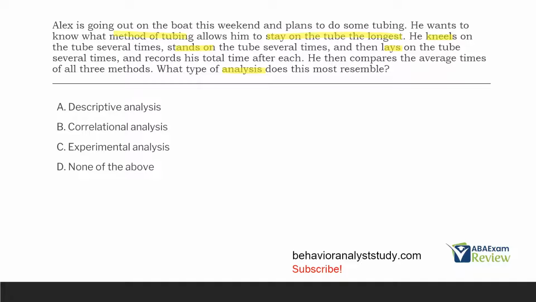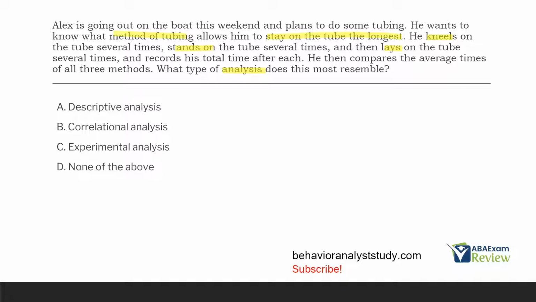With a correlational analysis, that would be more along the lines of Alex kneels on the tube, and then he says, well, I stayed on the tube pretty long that time. Maybe there's a correlation between kneeling and staying on the tube. A correlation just says A might be related to B somehow. There might be some sort of effect there, right? We're not saying A is causing B or A is changing B with a correlation. We're just saying A might be related to B.